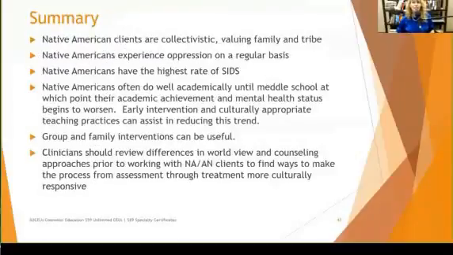Native American clients are collectivistic, valuing family and tribe. They experience oppression on a regular basis and have the highest rate of SIDS. Native Americans often do well academically until middle school, at which point their academic achievement and mental health status begin to worsen. Early intervention and culturally appropriate teaching practices can assist in reducing this trend. Group and family interventions can be helpful, and we should review differences in worldview and counseling approaches prior to working with this population.